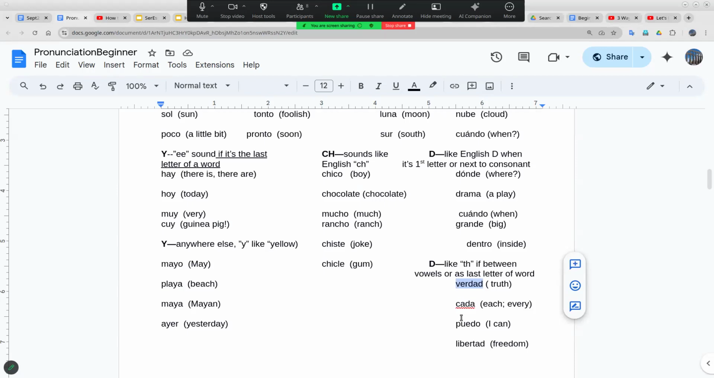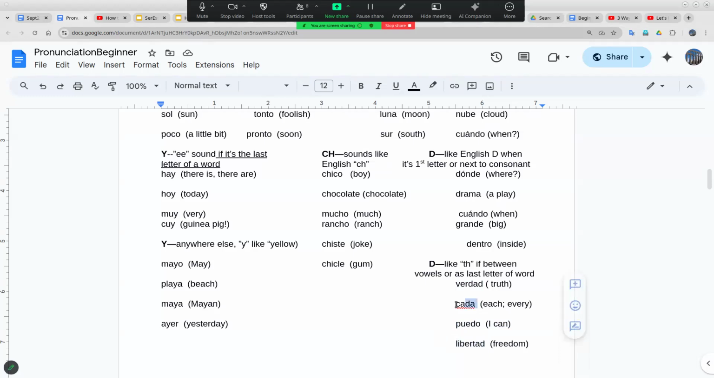Verdad. Verdad. It's subtle. The D is kind of subtle. It's soft. Okay. A lot of these consonant sounds are similar to English, but softer. So when you're listening, you have to listen kind of hard. Okay. Cada. The word for each or every. The word for I can, puedo. And here we got a D at the end, so it's going to be soft. Libertad. Libertad.